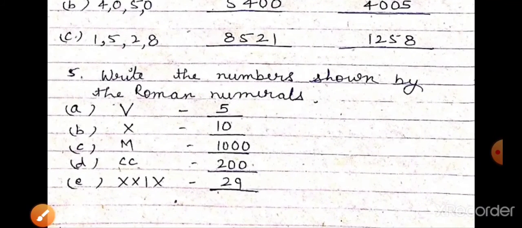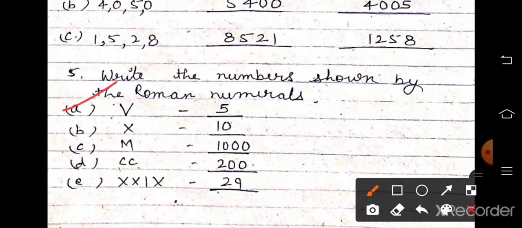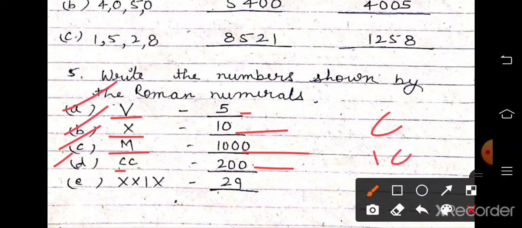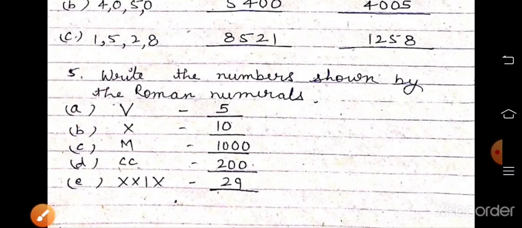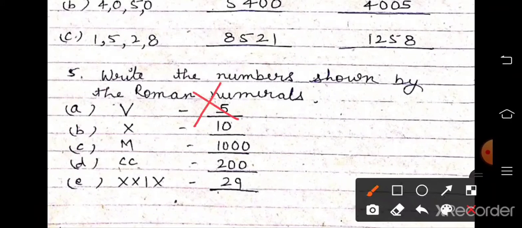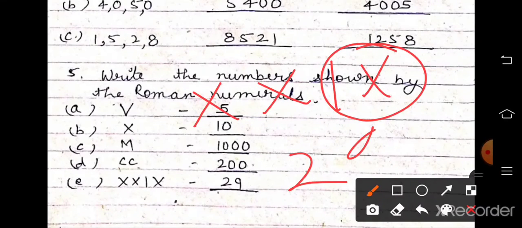Write the question number 5. Write the number shown by the Roman numerals. So A part, so this is 5. B part, this is 10. C part, M means 1000. D, CC means 200. 1C means 100. And 2C means 200. And E part, 10, 10. And this is 9. So 29.